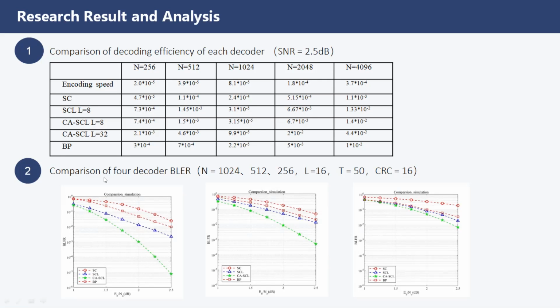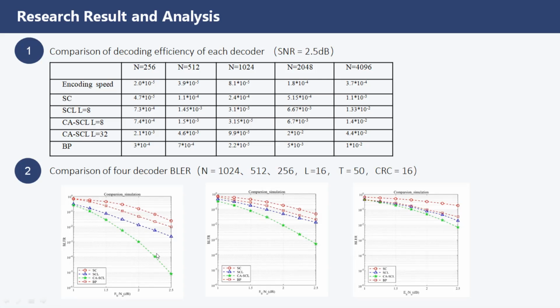And I think the second is the BP decoder. It's also because of its natural highly concurrent structure. We can also see that SCL and CASCL have literally the same speed, and with the increase of L, it will make it slower. We can see here. From these three pictures, used to compare the four decoders using different N. Here, this one is 1024, here is 512, and this one is N equals 256.